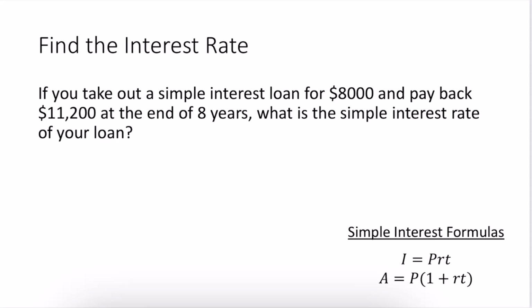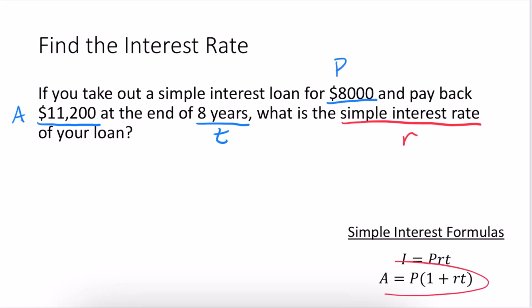Okay, so on this one, you're taking out a simple interest loan for $8,000, and you're going to pay back $11,200 at the end of 8 years. And the question is, what is the simple interest rate? So $8,000 is the initial amount, 8 years is the time, and this $11,200 is the final amount. And the thing we're looking for is the simple interest rate. So just like in the last problem, we're going to use this formula because we know A, we know P, we know T, and we're looking for R.